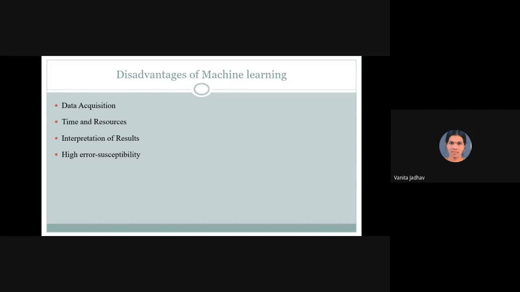Next one is time and resources. Machine learning needs enough time to let the algorithm learn and develop to fulfill its purpose with a considerable amount of accuracy. It also needs massive resources to function. So it requires time to process. So these are disadvantages of machine learning. Third one is interpretation of results.